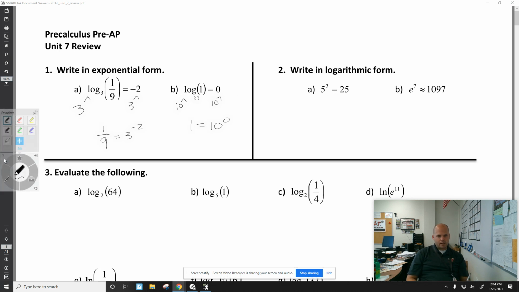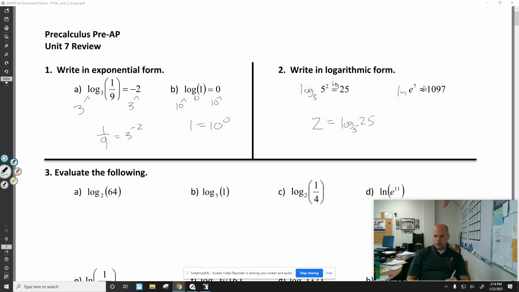You want to write in log form, it's like, how do we undo the exponent? Well, we invented logs to undo exponents. So I would take the log base 5 to undo the 5 to the power. It just gets the power 2. And then I take the log base 5 on the right side to get log base 5 of 25.